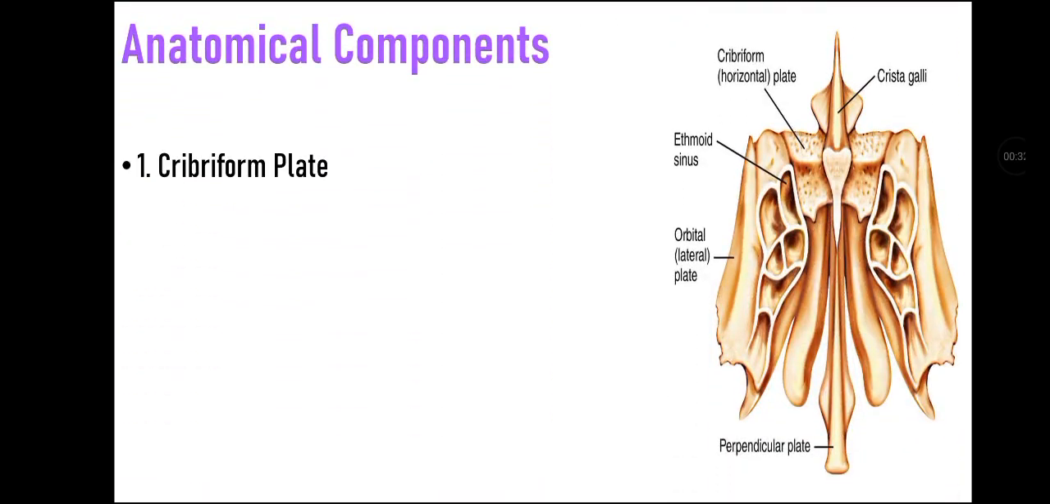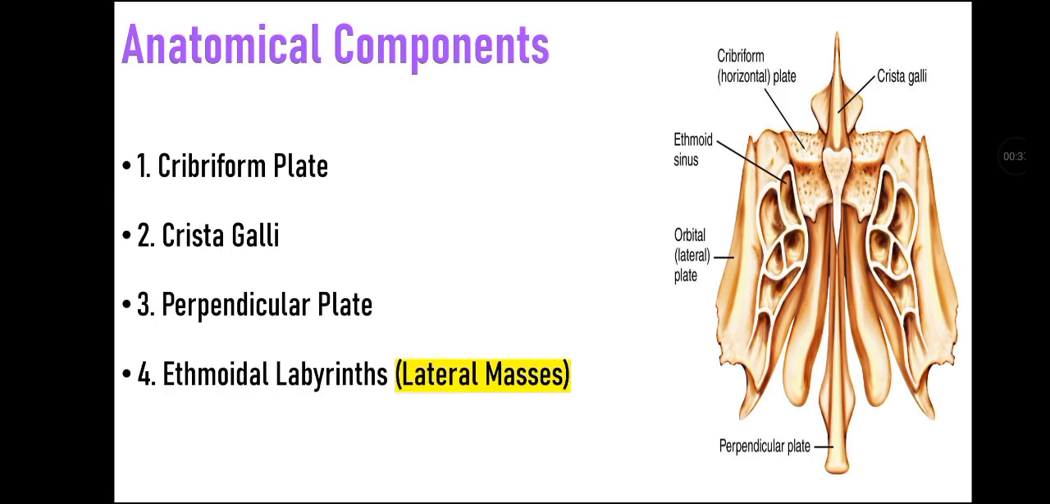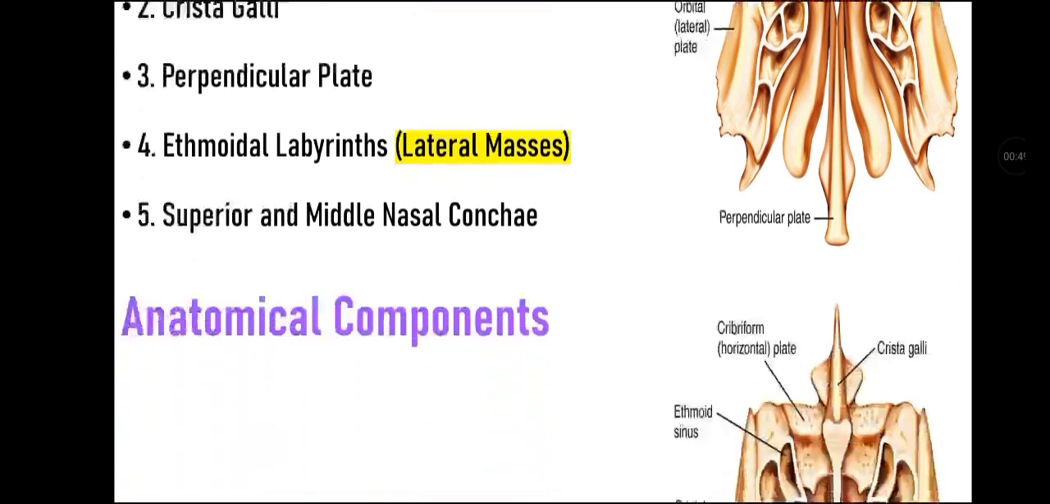Talking about anatomical components, it has cribriform plate, crista galli, perpendicular plate, ethmoidal labyrinth that is also called lateral masses, and superior and middle nasal conchae. All of these anatomical components are visible in the diagram at the side you can see there. Now let's talk about these anatomical components one by one.